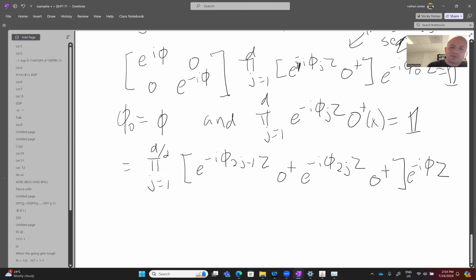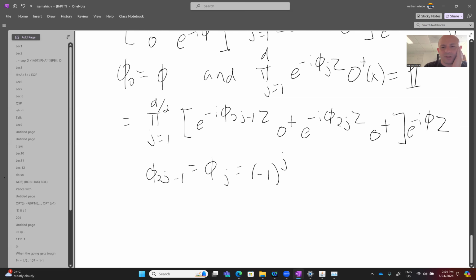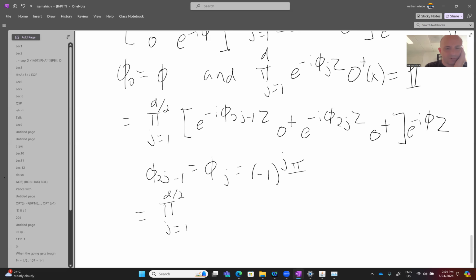Okay, so if we've got this, now what we can do is pick the values so that phi_j, 2j minus 1, equals phi_j equals negative 1 to the j. Under these circumstances, we end up getting a situation where we do the following. We will get this to be the product over j equals 1 to d over 2 of negative 1 to the j times pi over 2.